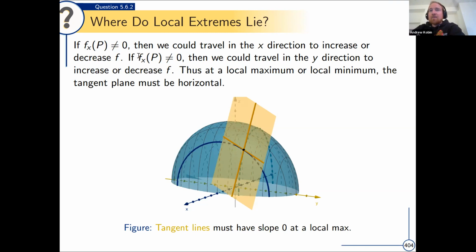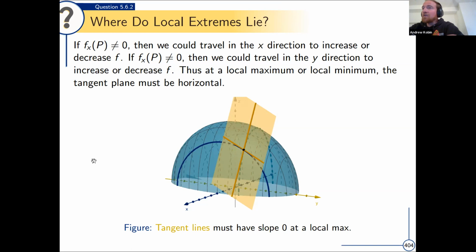Likewise, and this is a typo, this should say f sub y. So if the y directional derivative is non-zero at a point, then we could travel in the y direction by a small amount in either direction to either increase or decrease the value of the function. And if you flip things around, this means that if we know a point is a local maximum or minimum, then the x and y directional derivatives both have to be 0, as long as they're defined. If either one is undefined, we'd also want to investigate those points.